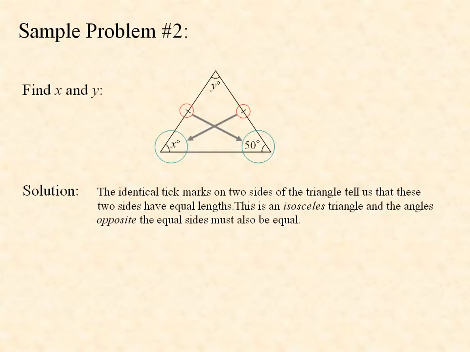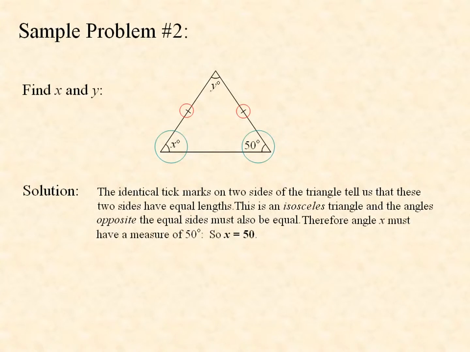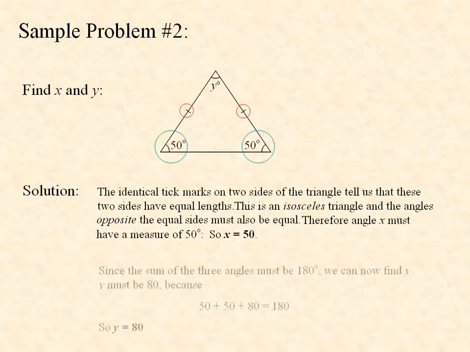Therefore, x must be 50 degrees. And once we know x, we can find y because the angles add to 180. Since 50 and 50 is 100, that leaves 80 for y.